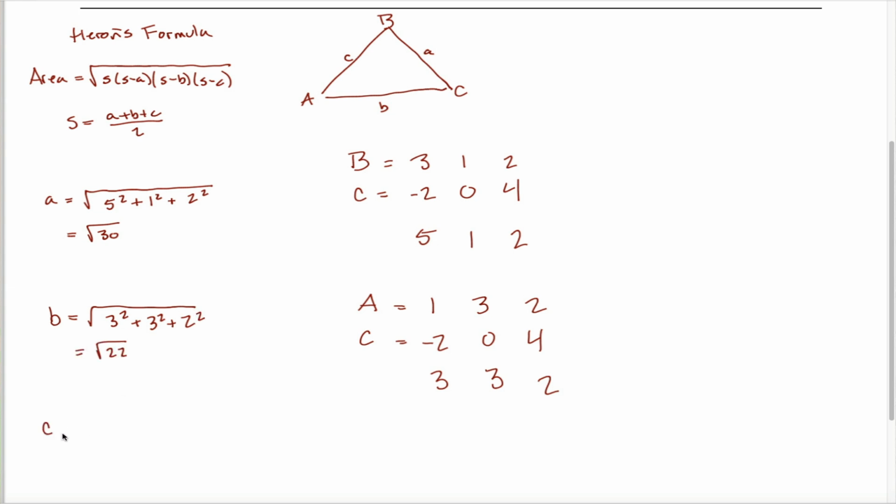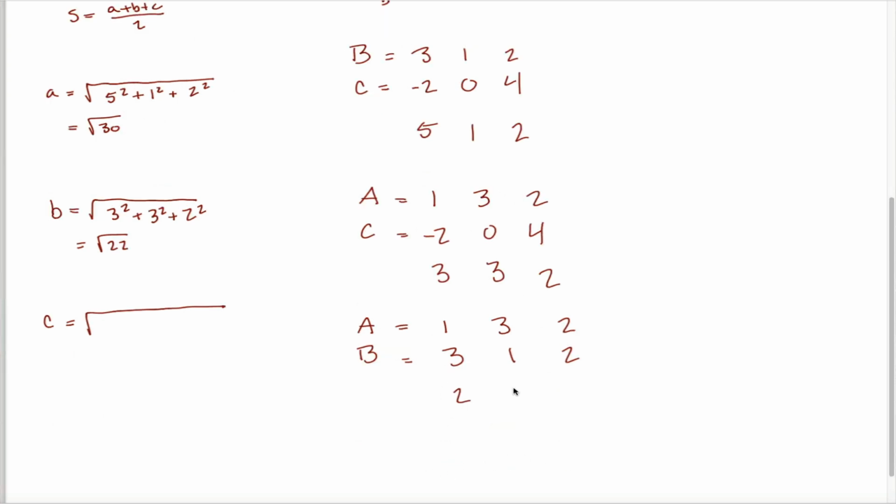Pushing on, I figure out side length C by finding the distance between vertices A and B. A still has components 1, 3, and 2. B has components 3, 1, and 2. The difference here is 2. Difference here is 2. Difference here is 0. So I get 2 squared plus 2 squared. Length C is just the square root of 8.